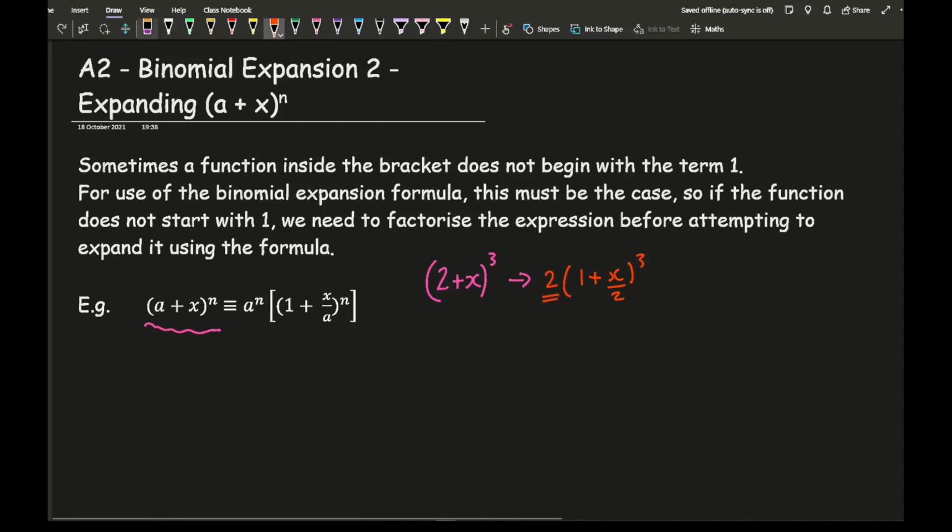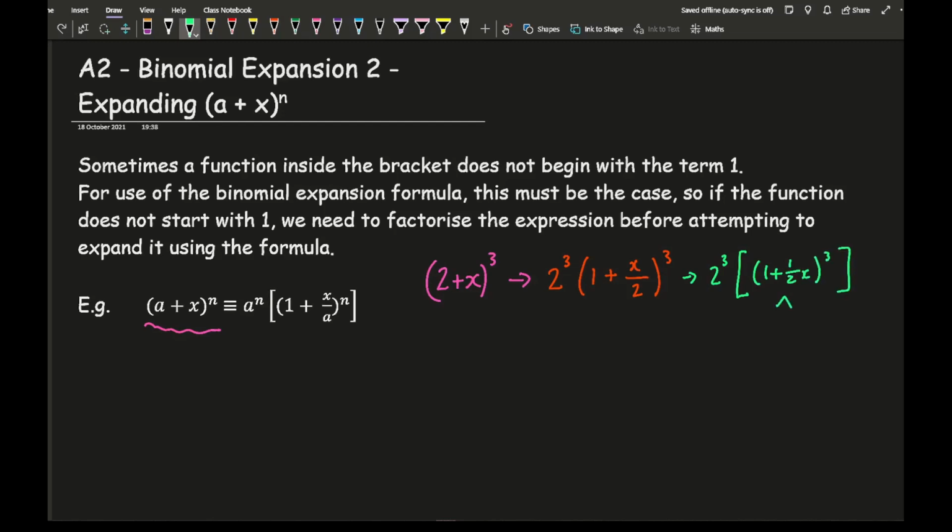So what we actually need to do is, if we are to take the 2 out, we need to take 2 to the power of whatever the power is, and then we can change that to a 1, and then obviously we need to divide the x by the factor that we've taken out, which is 2. Now I can turn this into 2 cubed, or 8, and then I've got my expansion of 1 plus a half x to the power of 3, and this is what I then use the formula on.